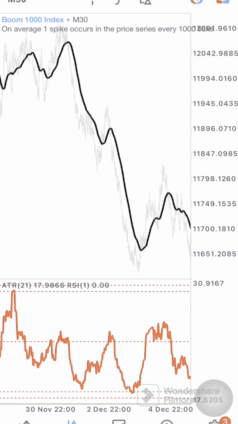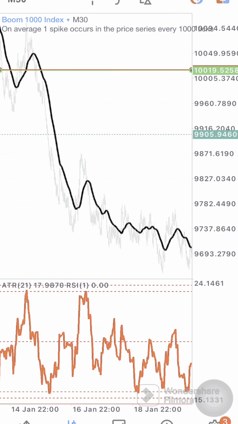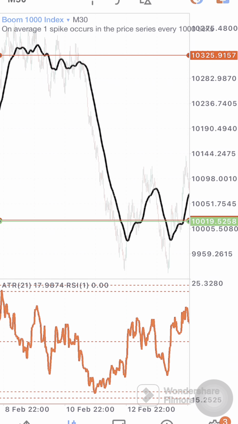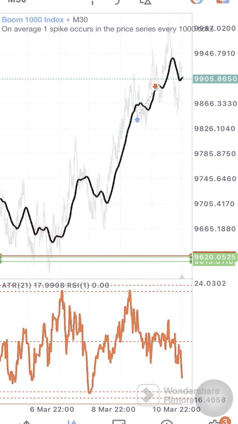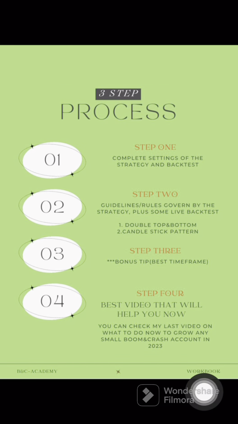As I explained in the other video, if you want to find an entry trigger, or if you want to take a trade with this strategy, that is where step 2 comes into play. We are now moving to step 2. I've already finished with the settings, and I'm very sure everybody has gotten them. Let's move to step 2.